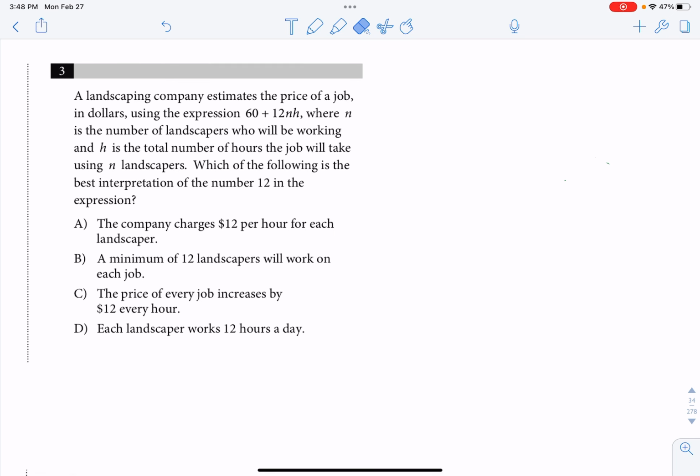A landscaping company estimates the price of a job in dollars using the expression 60 plus 12NH, where N is the number of landscapers who will be working and H is the total number of hours the job will take. Which of the following is the best interpretation of the number 12 in the expression? 60 plus $12NH. N is the number of landscapers, H is the total number of hours.